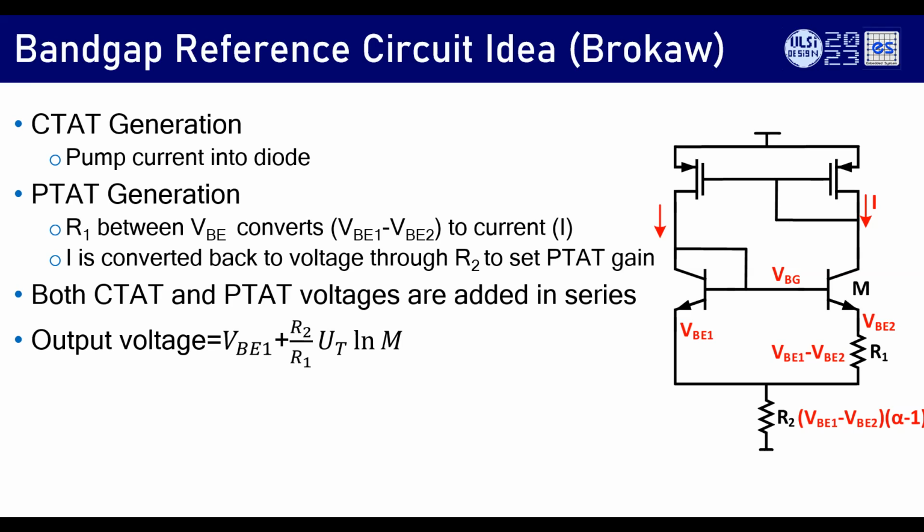A couple of issues with this architecture: you can have the VDS mismatch due to the current mirrors, and hence you get some inaccuracies. The second problem is that these BJTs are going to take base current, and the moment they start taking base current, the right hand side current is going to be different from the left hand side current, and hence the beta dependency will be there. If you derive it, we'll see that the bandgap voltage will be proportional to beta. So that's a real pain for the circuit.